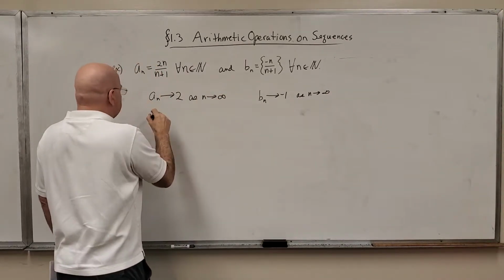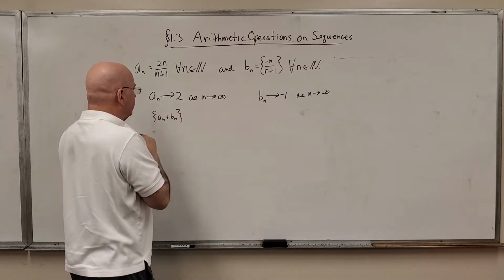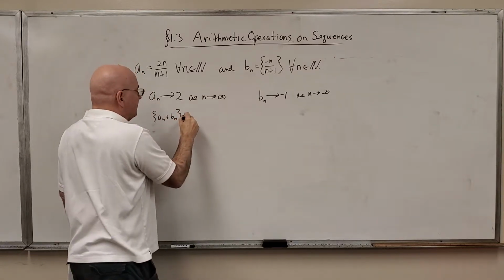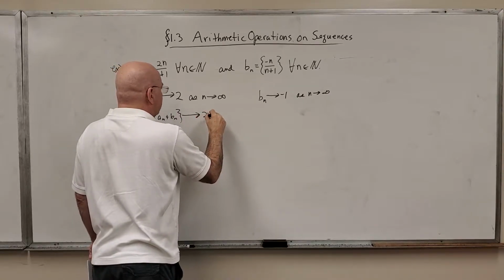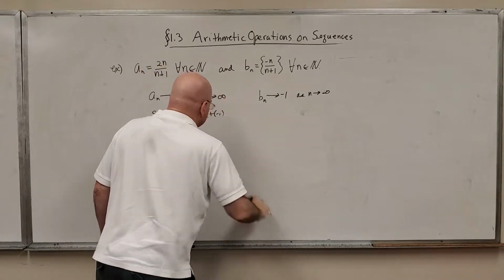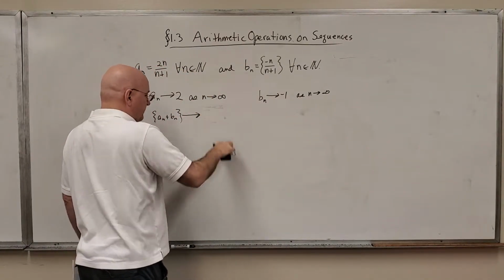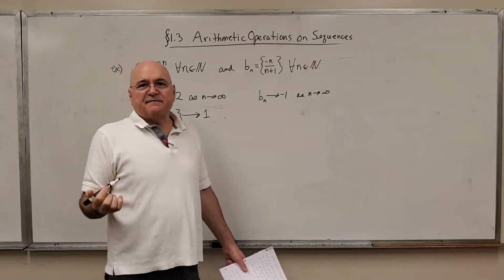So we suspect that, or we know, I should say, we just proved it as a theorem, that an plus bn is going to converge to a plus b, 2 plus negative 1, which is 1. I'll just write 1 here. Now let's kind of verify that.